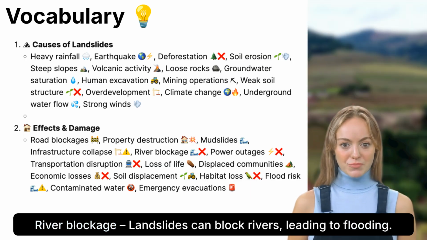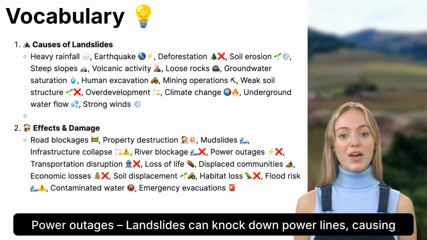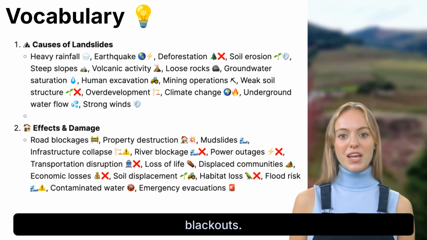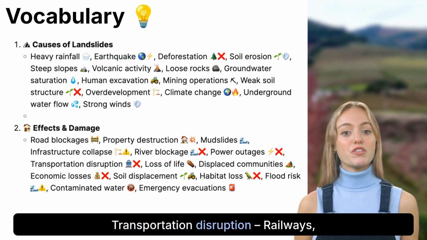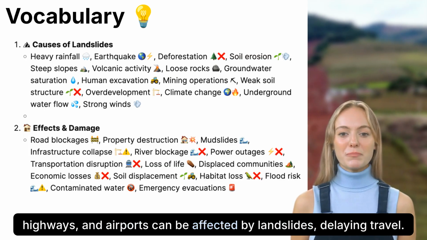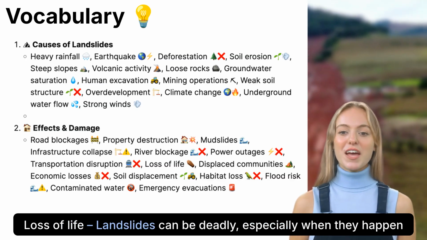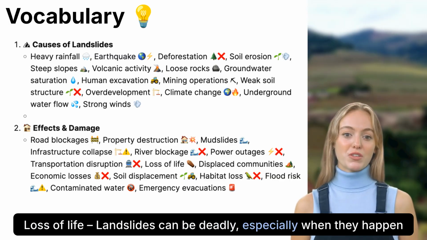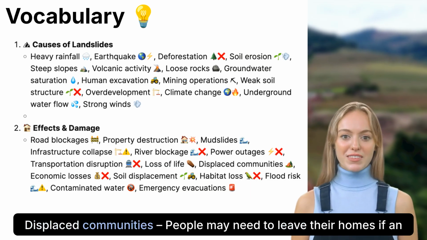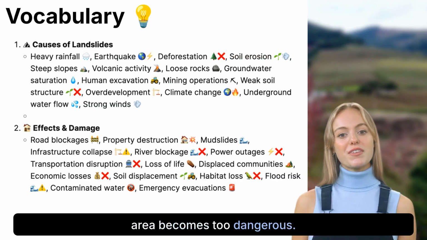River blockage. Landslides can block rivers, leading to flooding. Power outages. Landslides can knock down power lines, causing blackouts. Transportation disruption. Railways, highways, and airports can be affected by landslides, delaying travel. Loss of life. Landslides can be deadly, especially when they happen suddenly in populated areas. Displaced communities. People may need to leave their homes if an area becomes too dangerous.